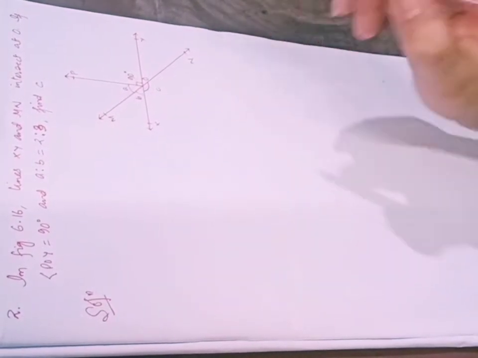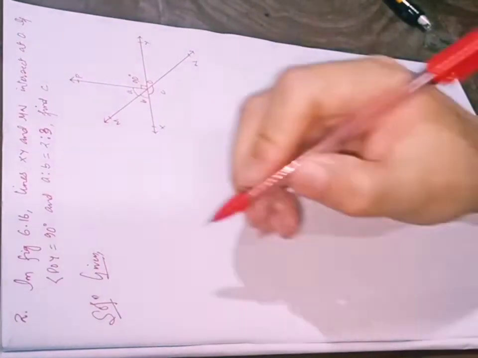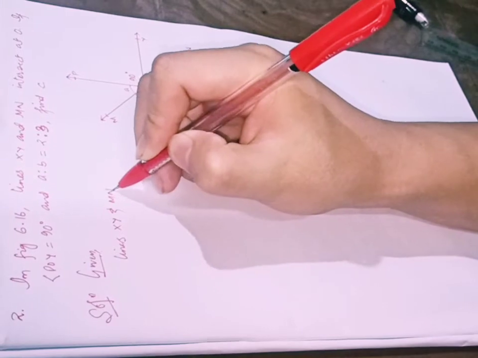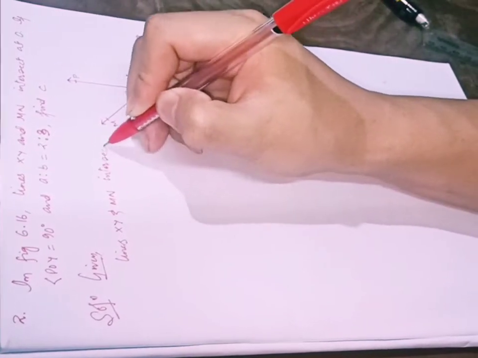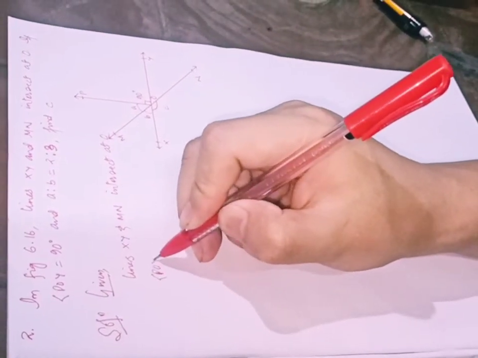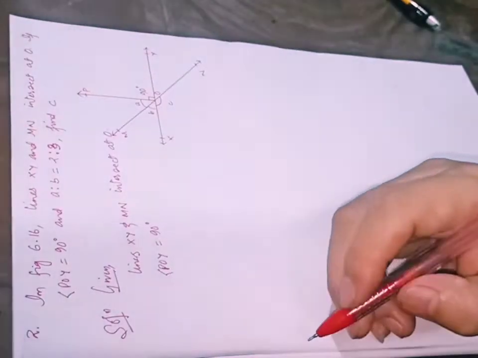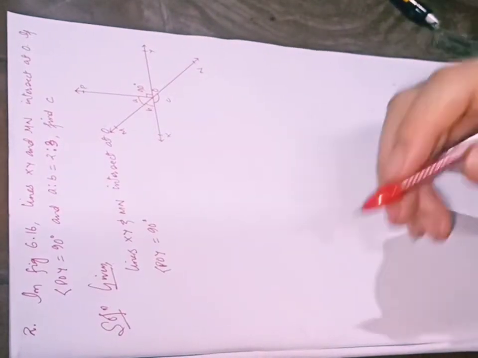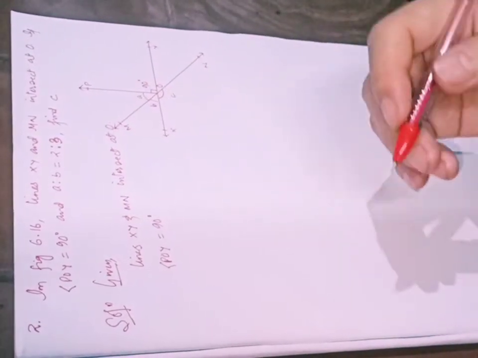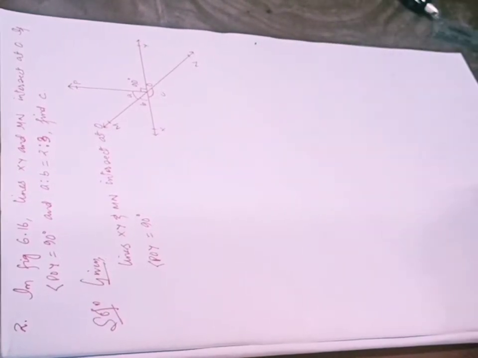Is it okay? So first, as usual, let's write down what is given in the question. So in the question it is given that lines XY and MN intersect at O. Is it okay? And angle POY is equal to 90 degree. Now, the ratio of A and B is given. So whenever a ratio is given, I am going to convert the ratio in terms of x. You can convert it in terms of any other alphabetical letter, but since I'm comfortable with x, I'm going to convert them into x.